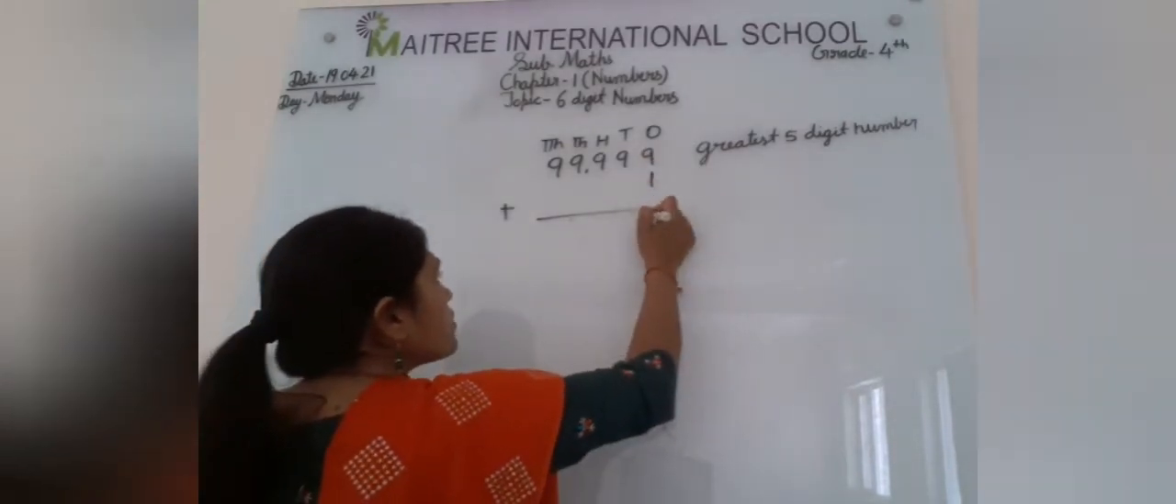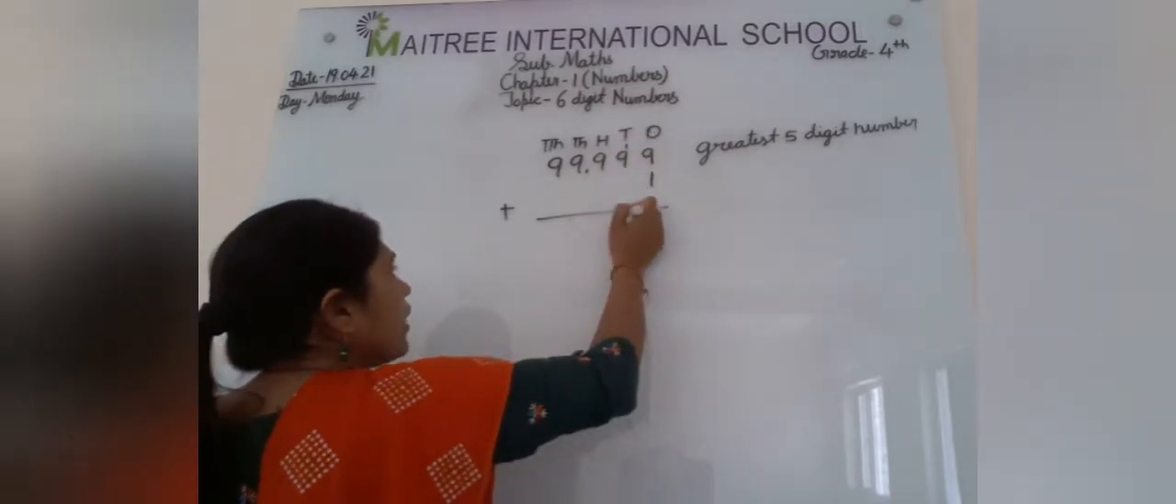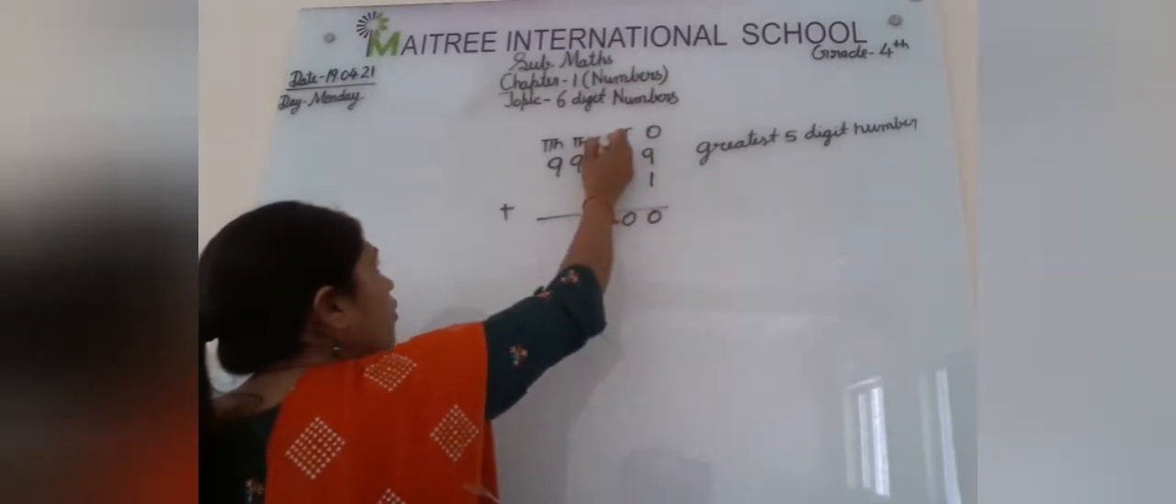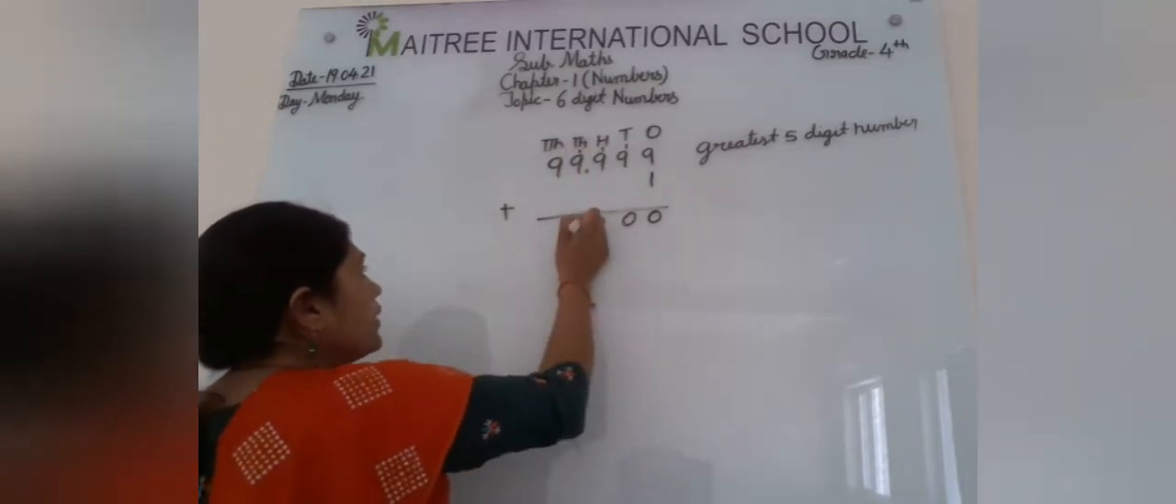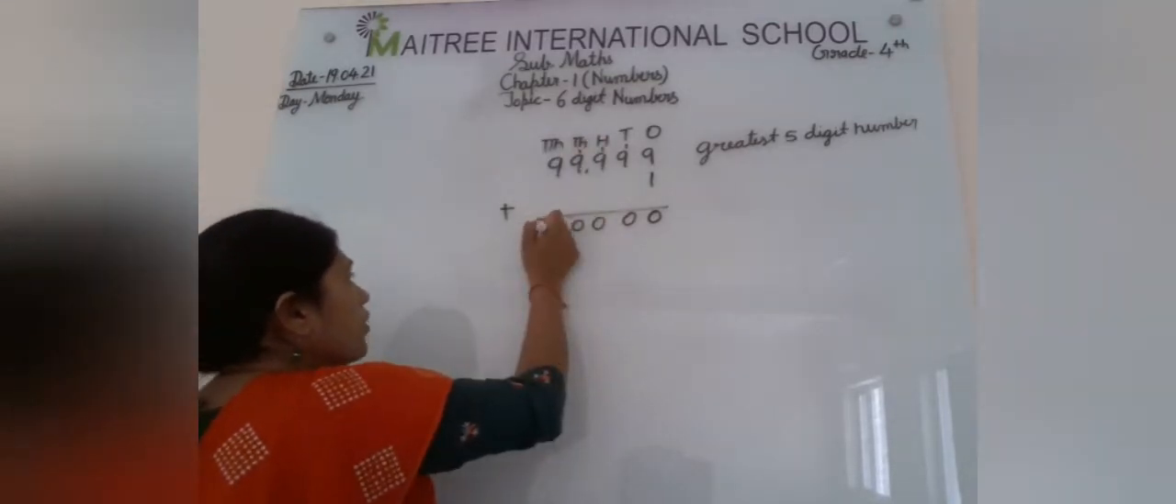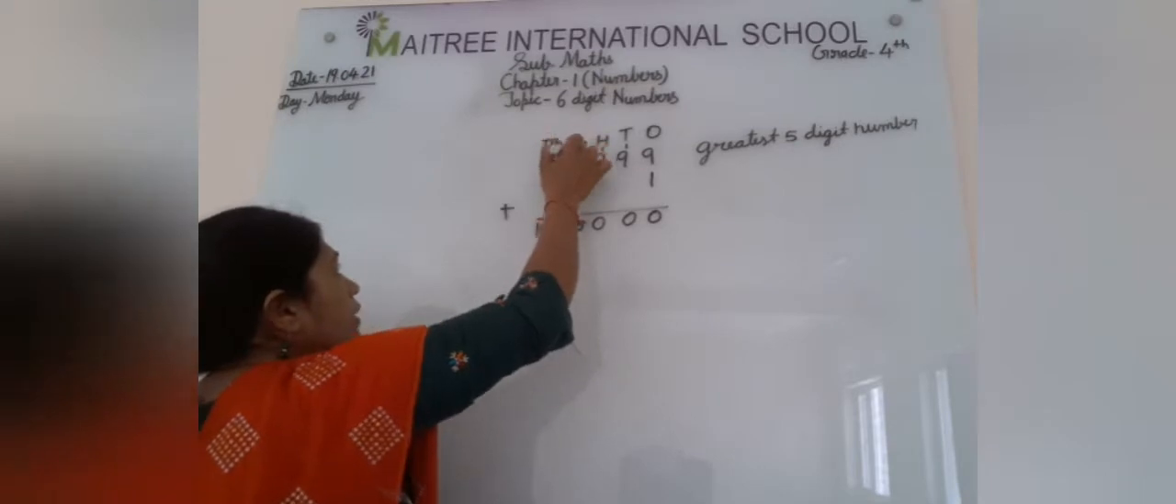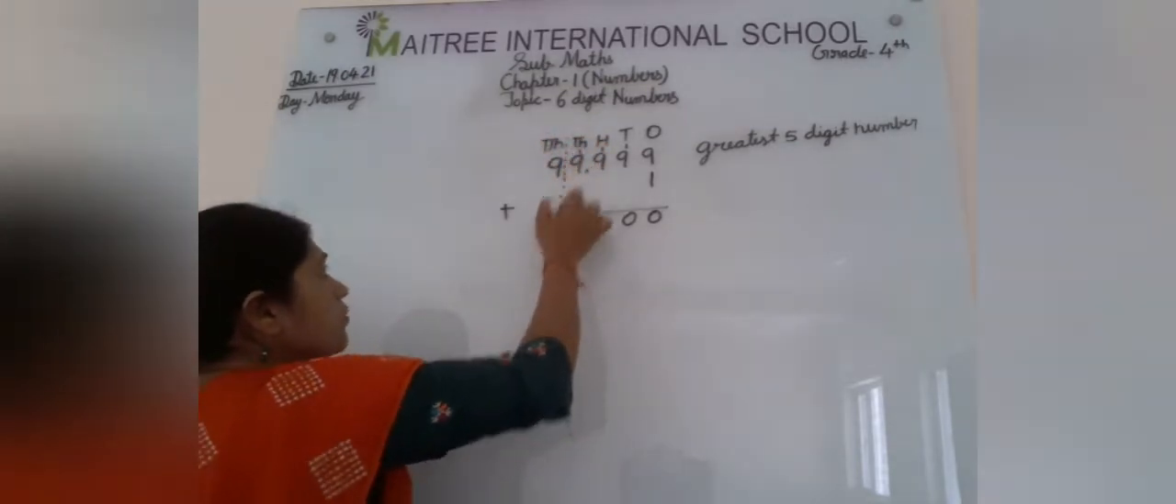9 and 1 makes 10. So 1 will go for carry forward. 9 and 1 again 10. 1 will go carry forward. Then again 10. 1 will go carry forward. Again 10 and 1 will go carry forward. So I am dividing now their houses.